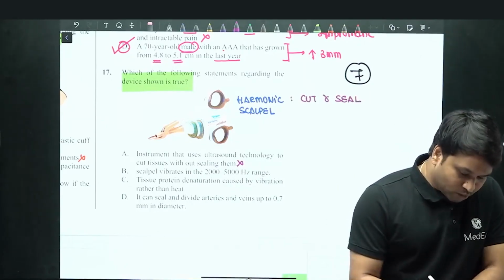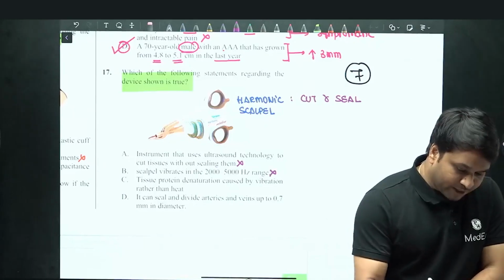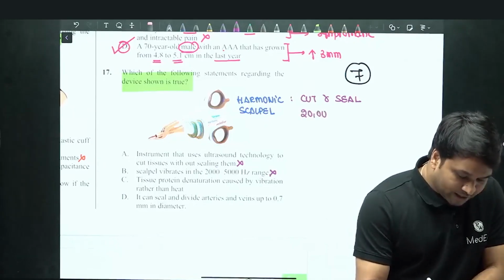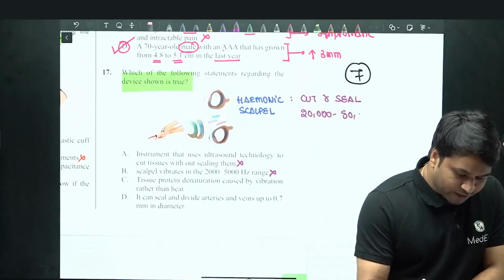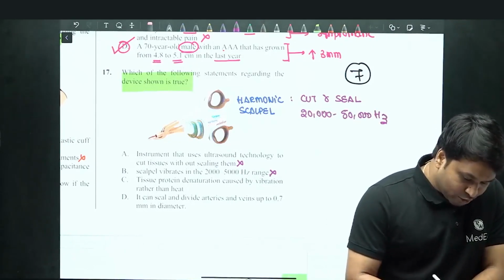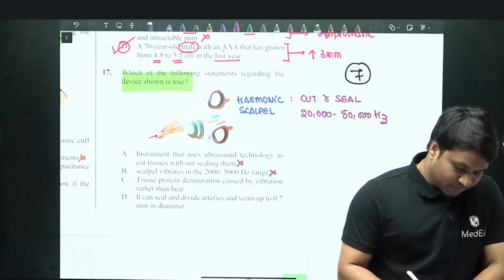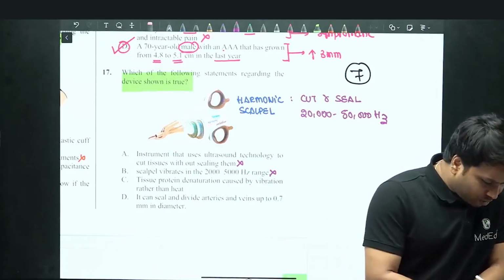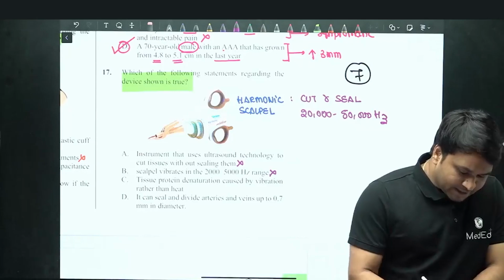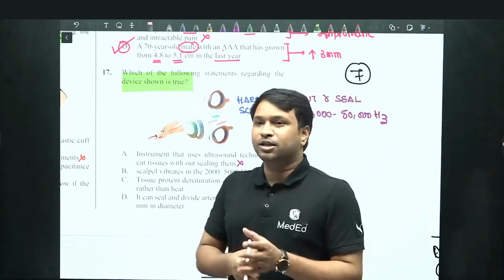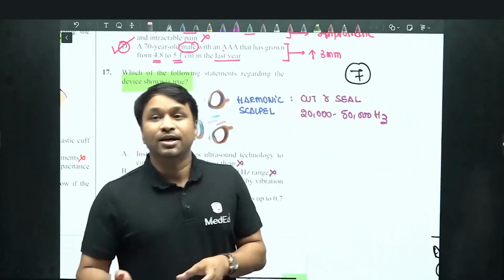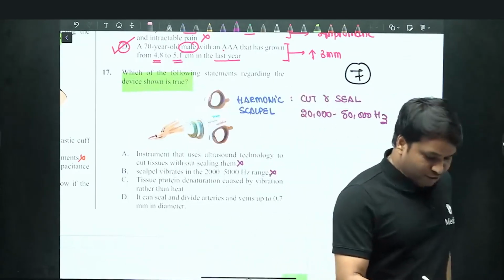It vibrates at 2000 to 5000. No, it vibrates between 20,000 to 50,000 hertz. So this is also wrong. The tissue protein denaturation is caused by vibration rather than heat. Now, a very important component to remember is that it is actually vibrating energy that is causing the disruption rather than the heat per se. So this is true.